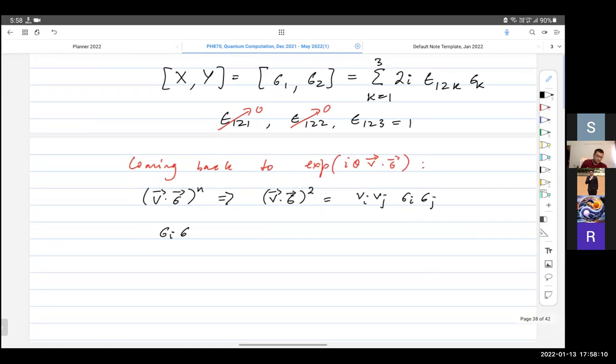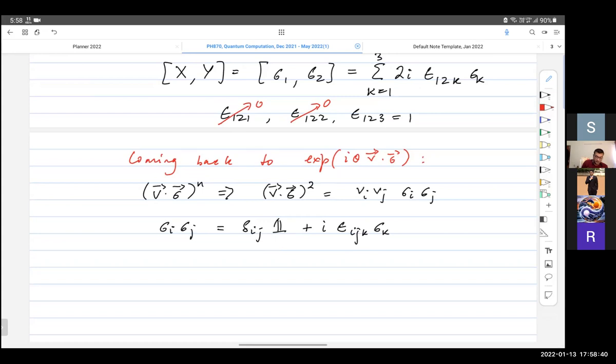Now, sigma i sigma j can be written as follows. So this is another exercise for you to check. I can write it as delta ij times the identity plus i times epsilon ijk sigma k. Okay. And this is one of the exercises. This is exercise 2.43 in Nielsen and Chuang. All right.